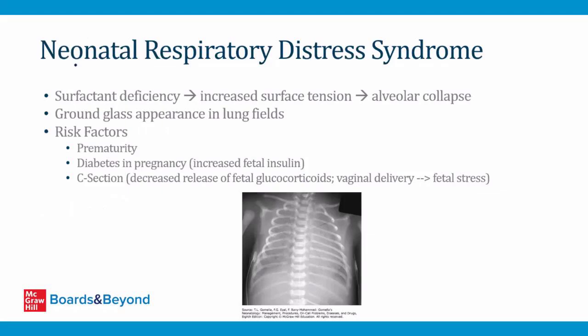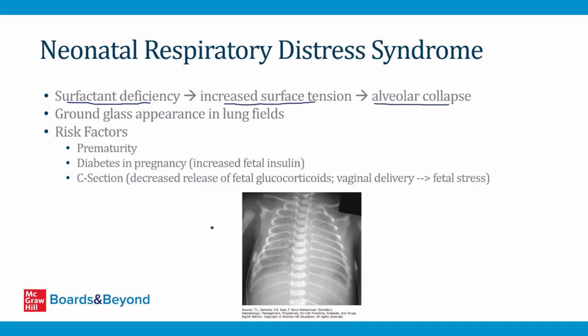Okay, let's talk about neonatal respiratory distress syndrome. This is a respiratory condition that occurs in newborn babies, especially when they are born prematurely. The reason this respiratory distress syndrome occurs in these babies is because they're deficient in surfactant. And when you don't have surfactant, there's more surface tension in your alveoli, and this can lead to alveolar collapse.